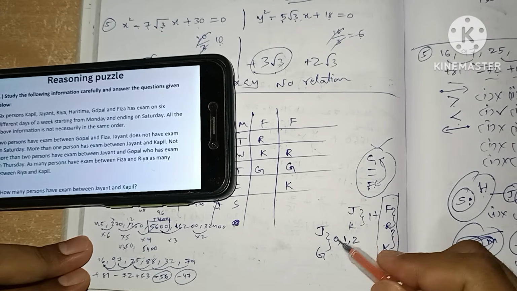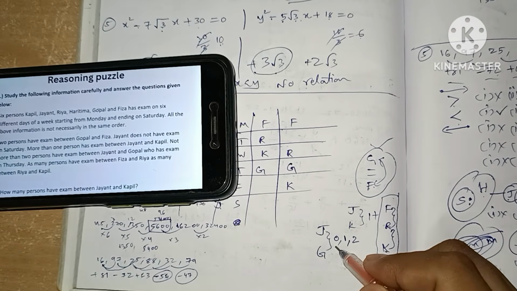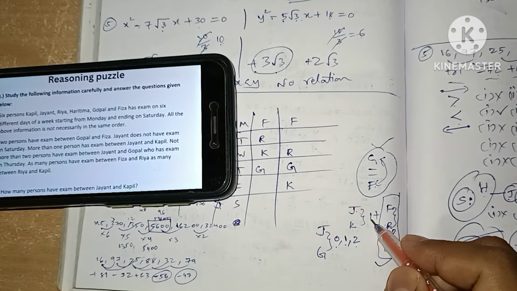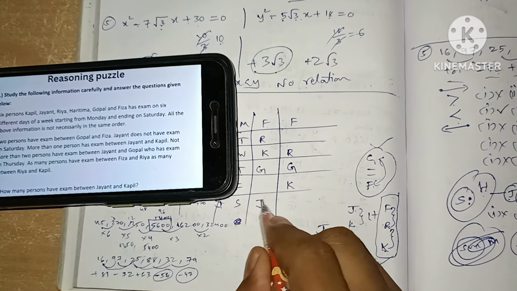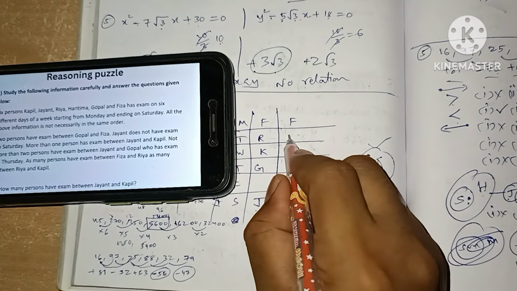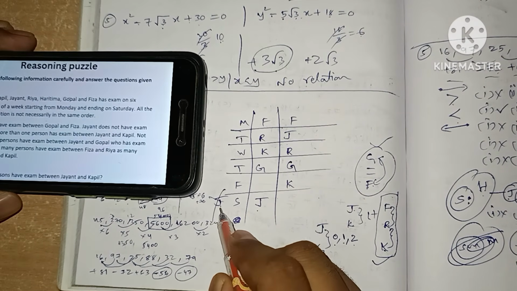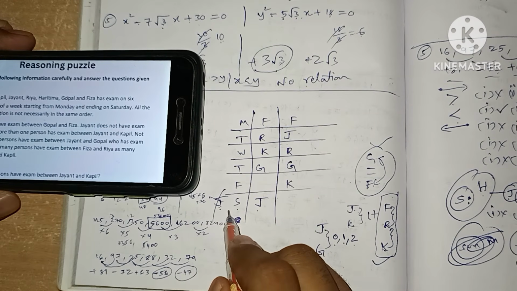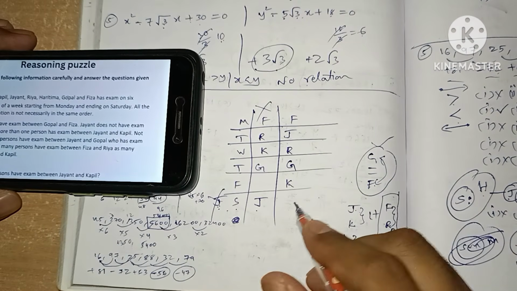Next, J and G in between only 0, 1, 2 are okay, or else J and K in between more than one person. Here it is K. So the only place for J is here. Here in our statements it is clear that J does not have exam on Saturday. So this case fails.